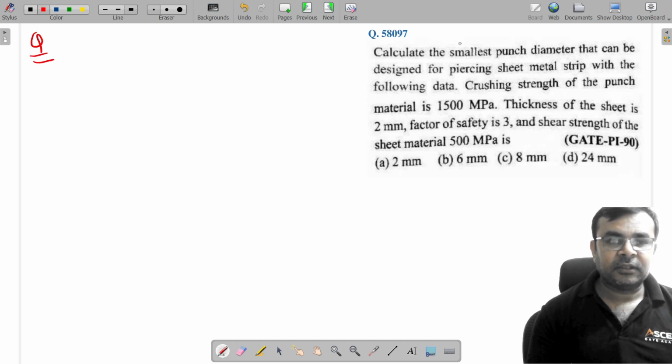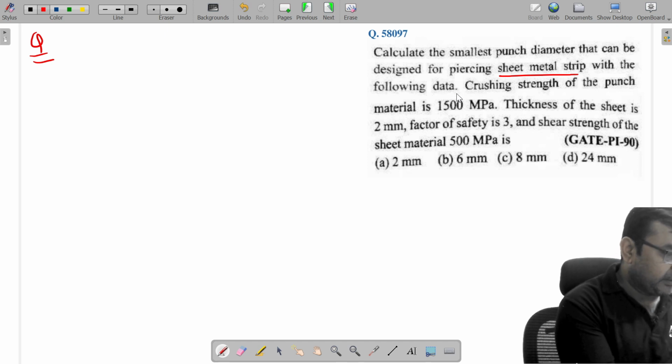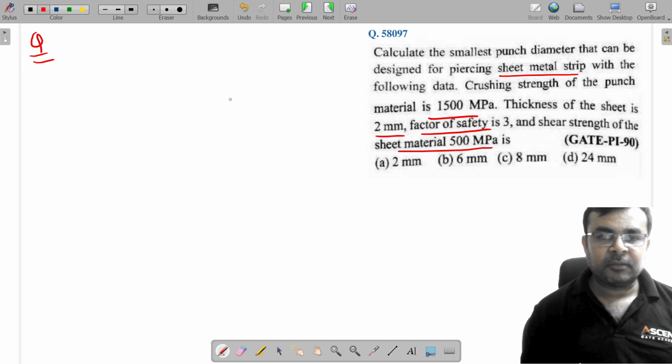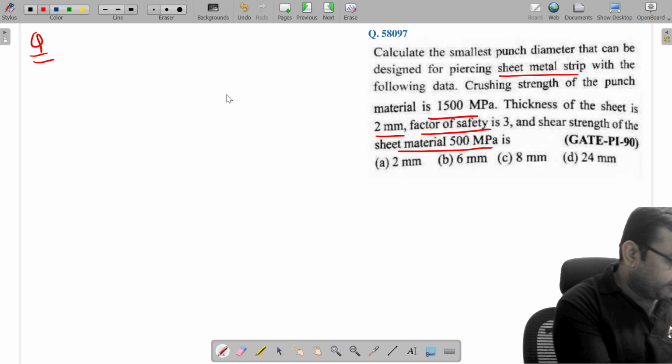Okay, so let's see another question. Calculate the smallest punch diameter that can be designed for piercing sheet metal strip with the following data. The crushing strength of the punch is given here, 1500 megapascal. The thickness of the sheet is 2 mm. Factor of safety is 3. The shear strength of the sheet metal is 500 megapascal. So we need to find out, calculate the smallest punch diameter. Is it clear?